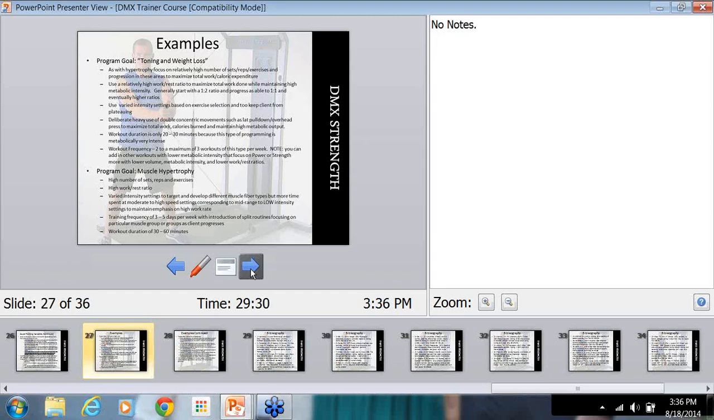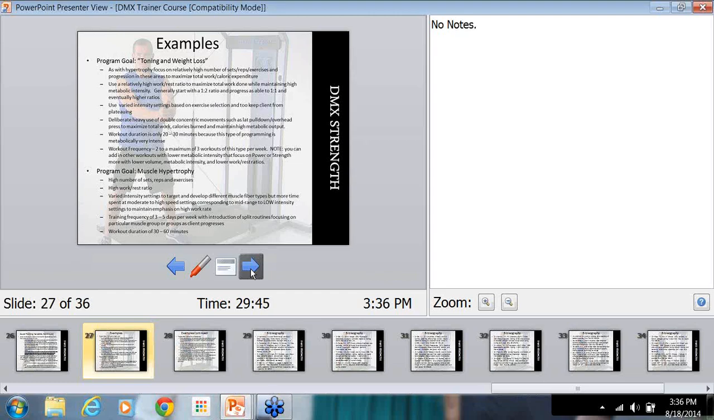Deliberate heavy use of double concentric movements, such as doing a lat pull down with an overhead press, is going to enable them to maximize total work calories burned and maintain a high metabolic output during the workout. Workout duration for these guys is going to be maybe 20 to 30 minutes because this type of programming is metabolically very intense and you get tired quickly if you're working intensely.